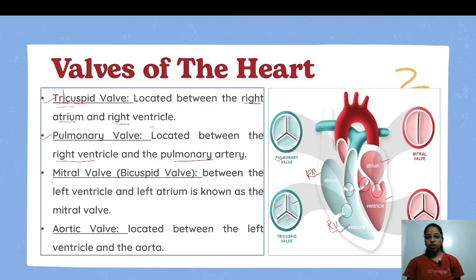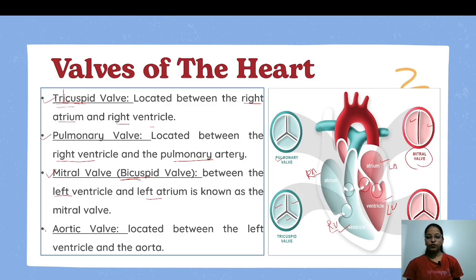Okay, now the third is the mitral valve, or it is called the bicuspid valve. The only valve present in the heart which has only two cusps. Bi means two and cusp means the door. So two cusps are present in the mitral valve or the bicuspid valve, and this valve is present between the left ventricle and the left atrium. Left ventricle and the left atrium, bicuspid valve is present.